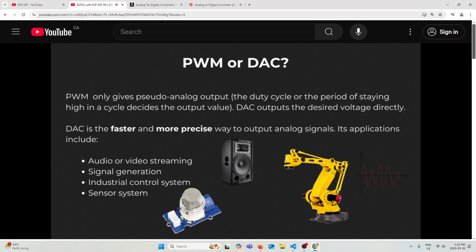If you have noticed, PWM requires its timer to count extremely fast. For example, to perform 16-bit PWM, the timer needs to count up to 2 to the power of 16 in an extremely short amount of time. DAC doesn't have this limitation, and it is the faster and more precise option. This makes it suitable for audio, video applications, signal generation, industrial control systems, or sensor systems compared to PWM.